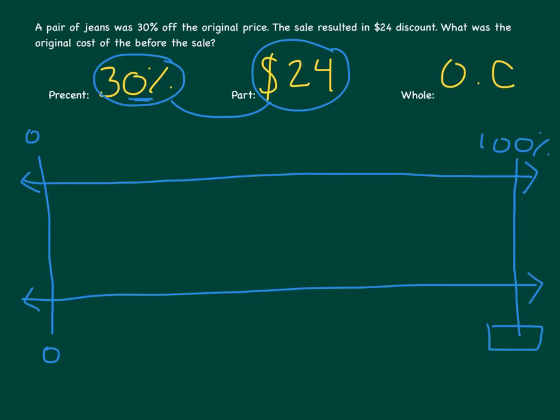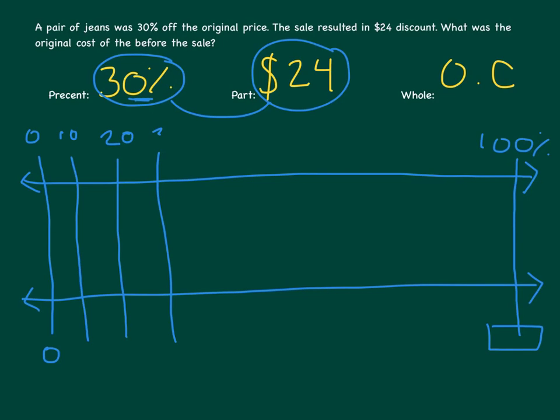Okay, so let's start by completing what we know. We know that I start at 0 and I need to get to 100. And again, since I'm dealing with the percent 30, I'm going to count by multiples of 10. So let's start. Here is my line that would represent 10%, because remember, I'm counting by tens. The next one would represent 20.